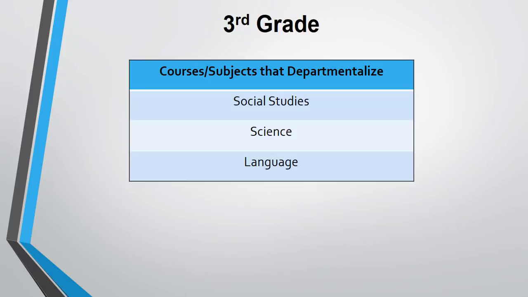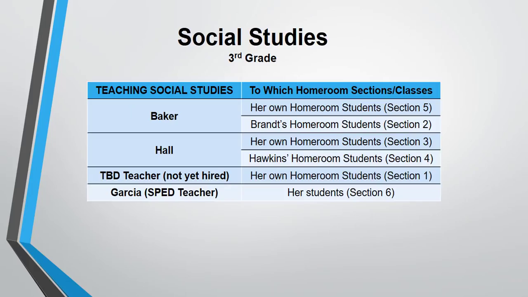For the purpose of this video, I've selected 3rd grade. The courses in 3rd grade that departmentalize are social studies, science, and language. I've made a list for social studies that outlines which teacher will be teaching social studies and the classes to which she'll be teaching it. So let's look at this chart.